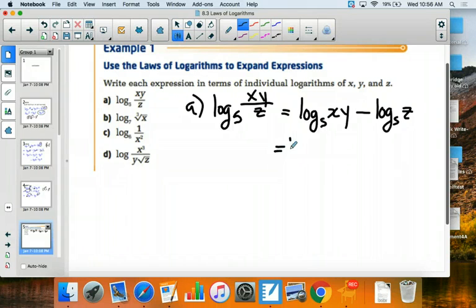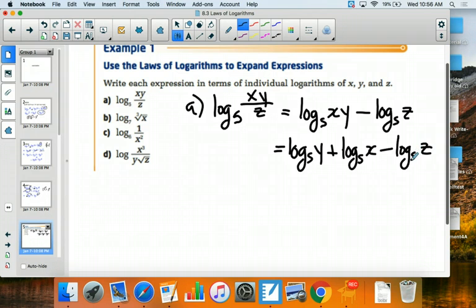So this is now log y base 5 plus log x base 5 minus log z base 5. Right? So when an argument has two factors that are being multiplied, you can split them up into separate logs that are being added, and when divided, you can split them up into separate logarithms that are being subtracted. Okay? Let's try b here.